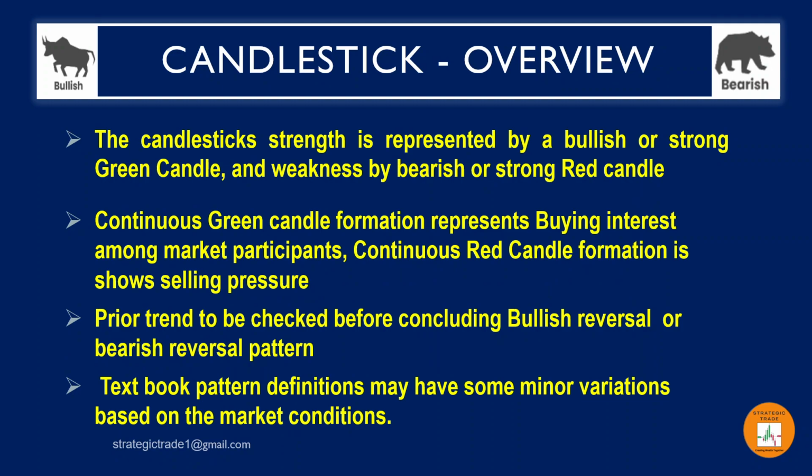Now we will see bullish strength, which is represented by a strong green candle. In the same way, weakness in a bearish move is represented by a strong red candle. That candlestick formation you will see slowly in the coming slides. If 2 to 3 continuous green candles are forming, the buyers are dominating; the buying interest is more than the selling interest. If 2-3 candles continuously form red, there is selling pressure rather than buying interest.